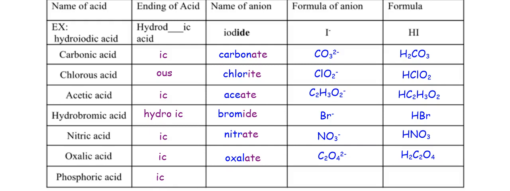The last one is phosphoric acid. So I ate something icky, so I got phosphate. Well, what is phosphate? It's PO4, 3 negative. It's your special one. It's the only one that's a -3. So how many H's go out in front? Oh, 3, and there you go.